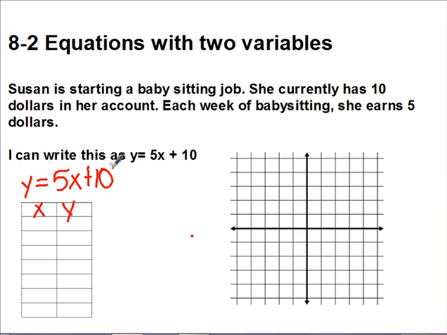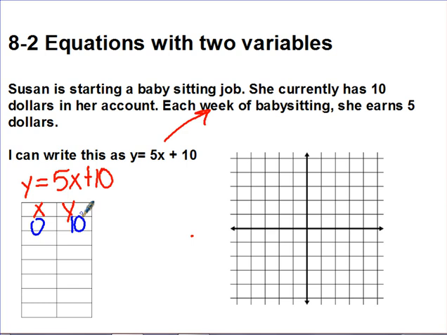So in this case, we're going to try some numbers for x. Let's start with 0. I can't start with -1 because x is actually the number of weeks of babysitting, and I can't work a negative amount of weeks. So for x, we're going to start with 0. At 0 weeks of babysitting, Susan has $10 in her account.